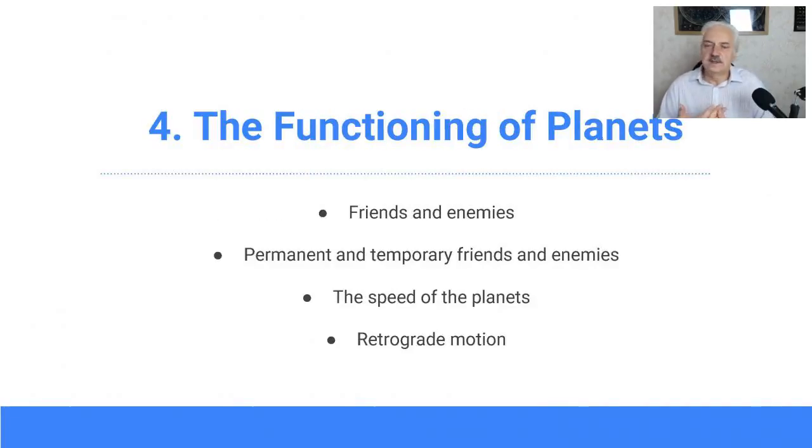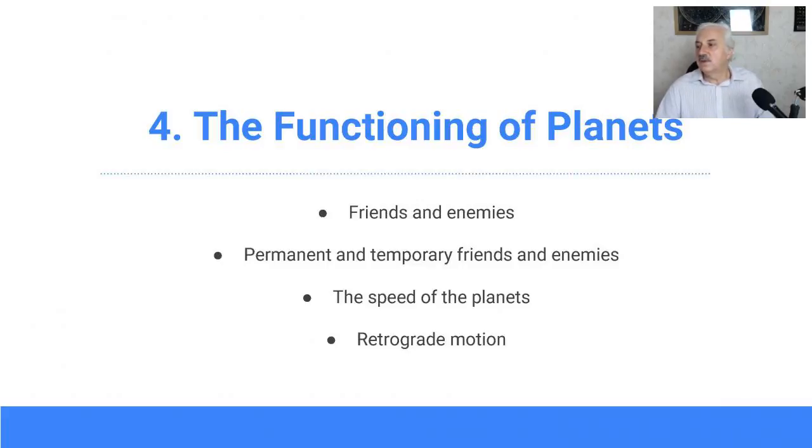The fourth lesson is about the functioning of planets, and here we come to a concept which doesn't exist in Western astrology and which enriches Jyotish. Planets can be friends and enemies. For example, Mercury, Venus, and Saturn are all friends among themselves, but they can be enemies for some other planets. There are certain rules about this, and some information we just need to remember.